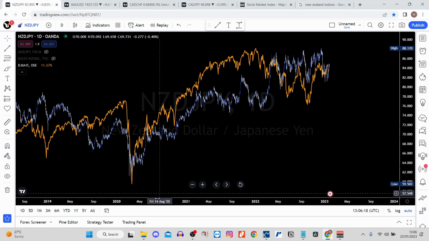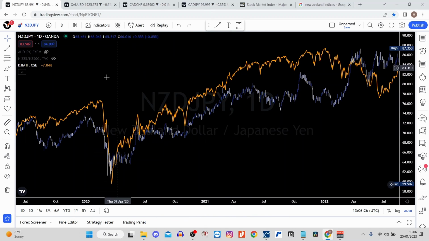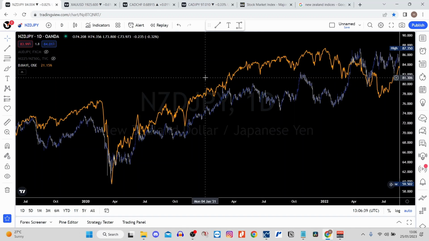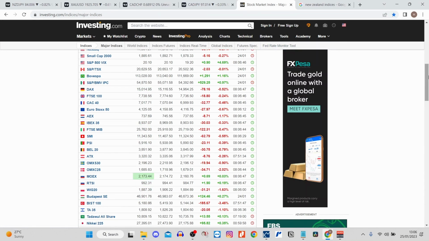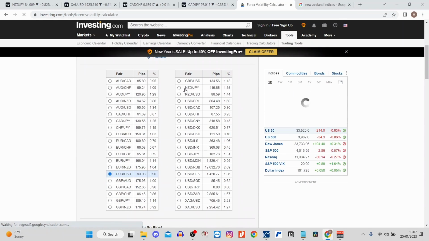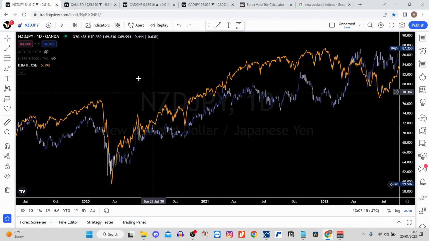Okay. So as you can see here, if we were to zoom in and curve fit this in terms of risk, because from a risk perspective, by looking at the currency volatility meter, you need to understand what currency pair you're in and what risk you need to be taking. You can easily find that on investing.com. Just pop over to tools, go on the currency volatility, look at the currency pair that you're trading, which is New Zealand Japanese yen. It says on there that we should be taking a risk of at least 1.35%. It's 115 pips.